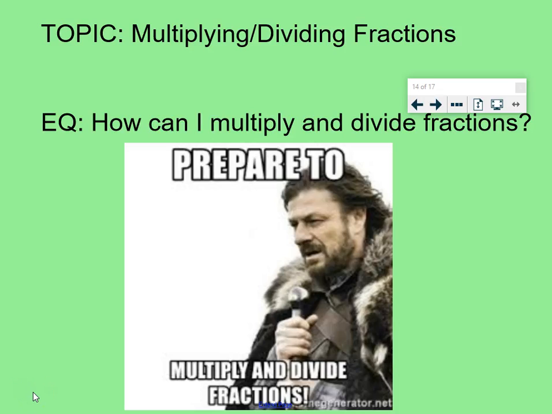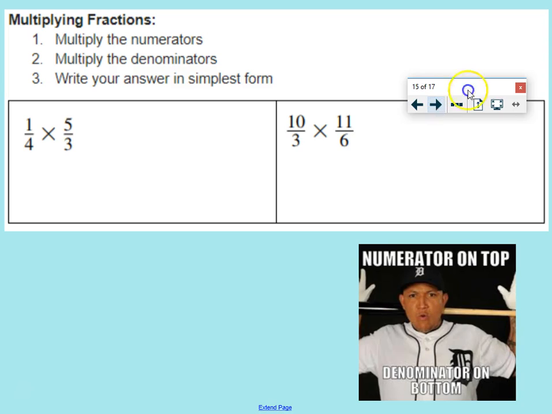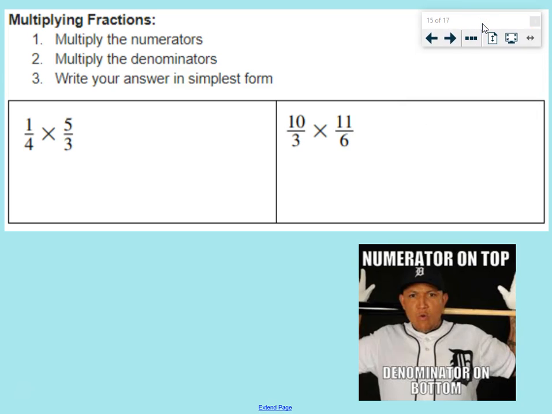Today our topic is multiplying and dividing fractions. So our essential question is, how can I multiply and divide fractions? Jump right in. First off, multiplying fractions.